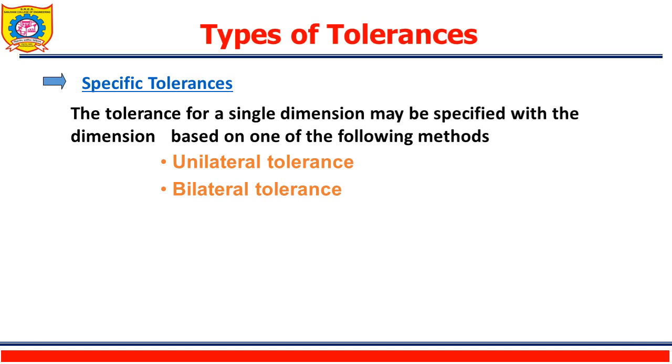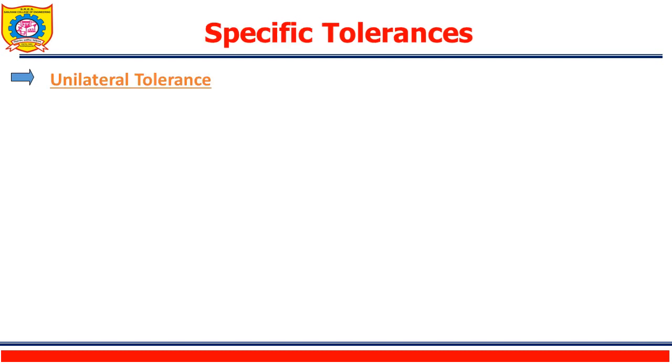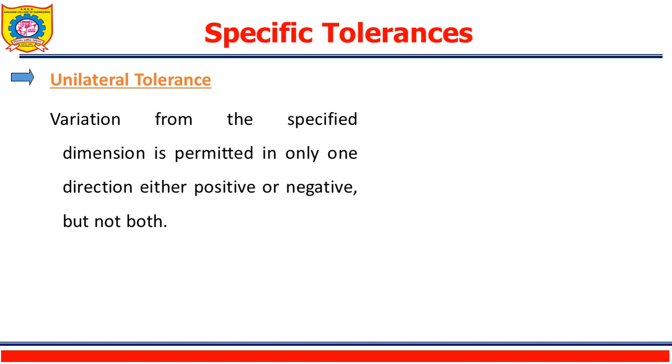Specific tolerances. The tolerances for single dimensions may be specified with the dimension based on one of the following methods. Whenever we want to provide tolerances for dimensions, those become dimensional tolerances. They can be specified in a specific way, that is unilateral tolerances and bilateral tolerances. Let us see one by one. Unilateral tolerance: variation from the specified dimension is permitted only in one direction, either positive or negative, but not in both directions.